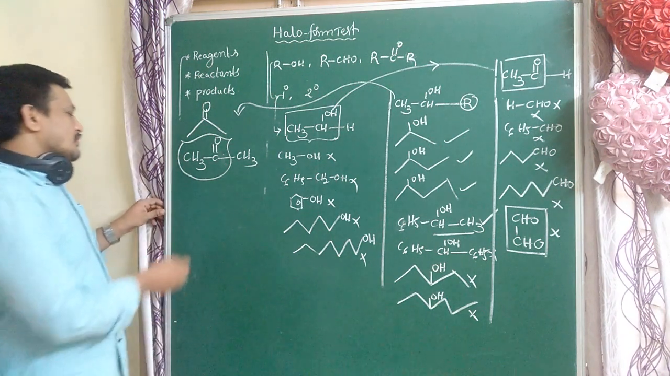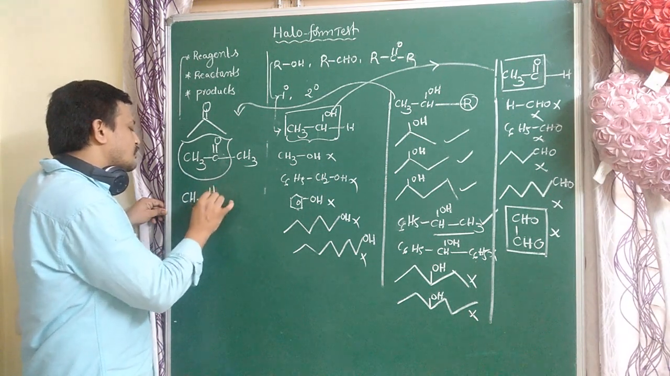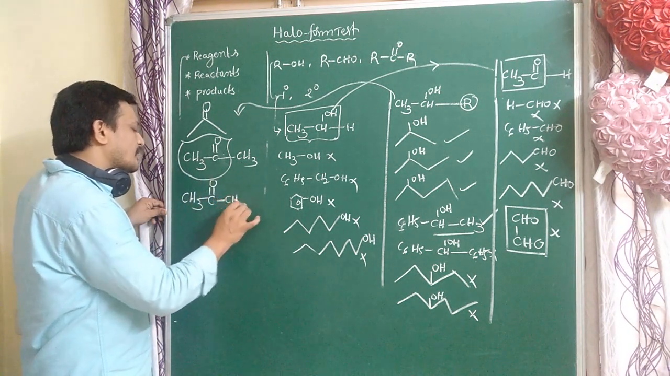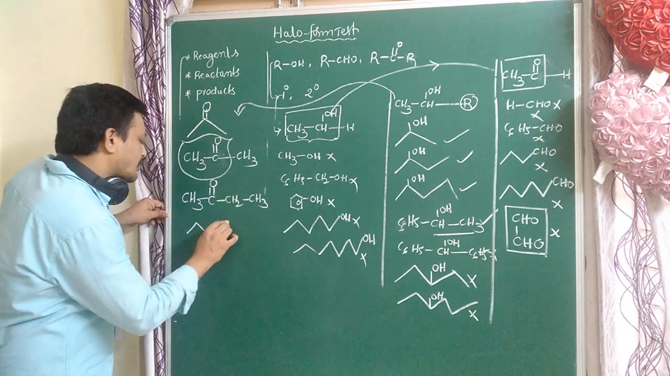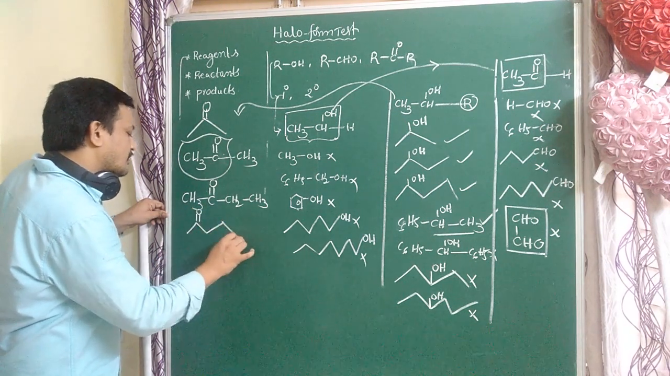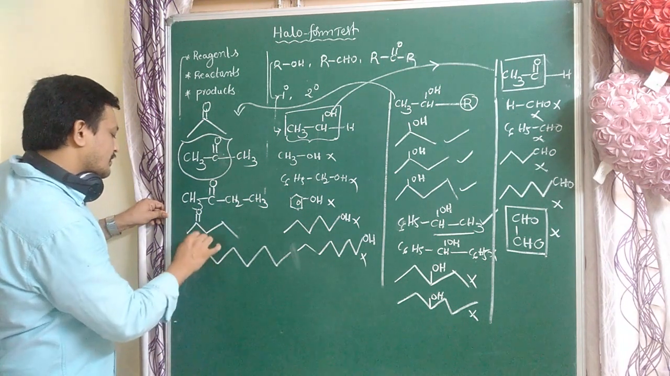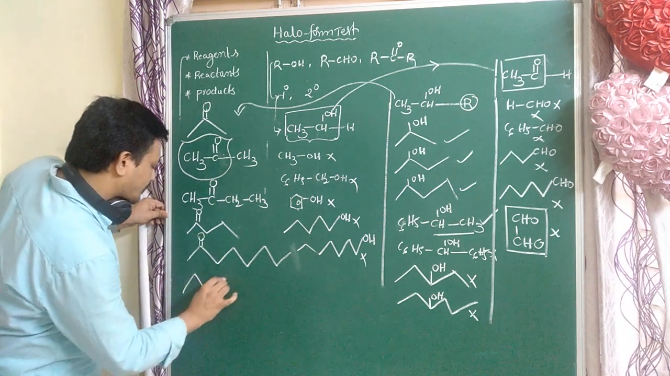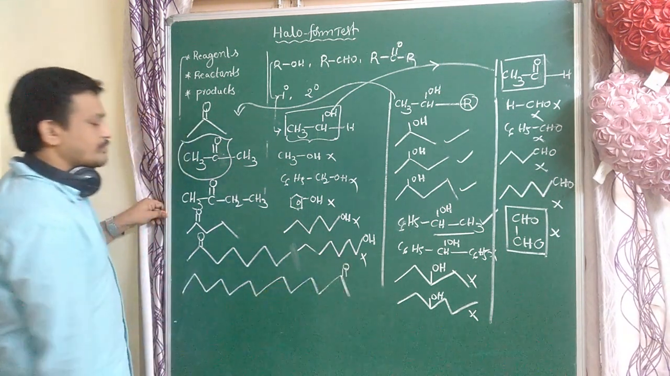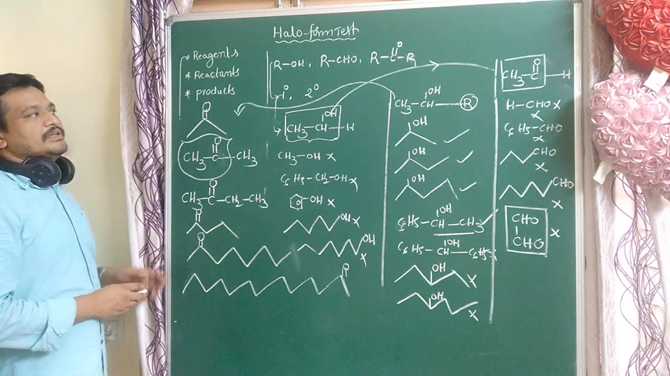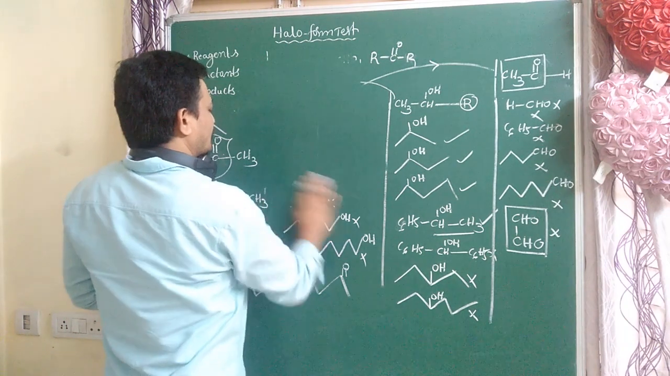CH3CO group. So which type of ketones are involved in the Haloform test? 2-propanone, 2-butanone, 2-pentanone, 2-hexanone. These types of compounds are involved in the Haloform test. Whatever the group may be, even a bulky group, as long as the CH3CO is present at the second position, it is involved in the Haloform test.